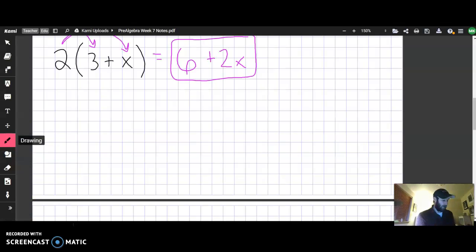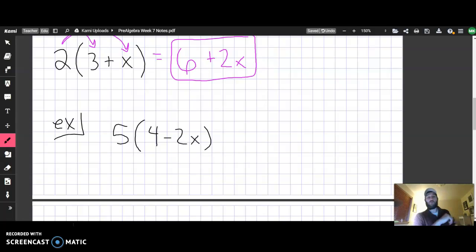Perfect. So let's take a look at another example here. In this example, let's switch up some of the numbers. Let's say we have 5 times (4 minus 2x). And so we have the parentheses there. We're multiplying by 5. We know we're multiplying by 5 because there's no symbol between the 5 and the parenthesis. So that means we can distribute that 5 to multiply by 4 and distribute the 5 to multiply by 2x.